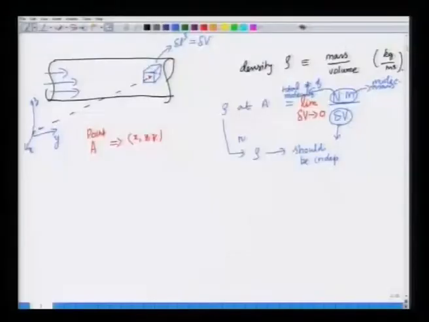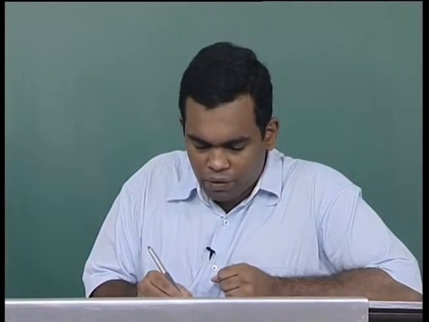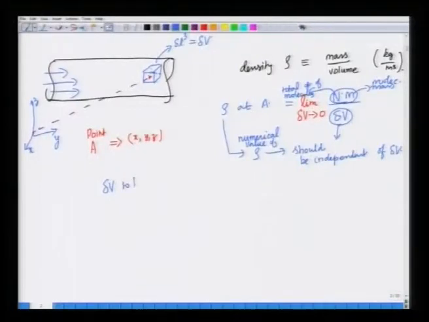So, in order for the continuum approximation to make sense, the numerical value of density that we obtain should be independent of delta V. Okay. Now, if that is the case, let us take the extreme cases. If that is the expectation that we have, then let us take delta V to be very, very small. Now, what do we mean by very, very small?